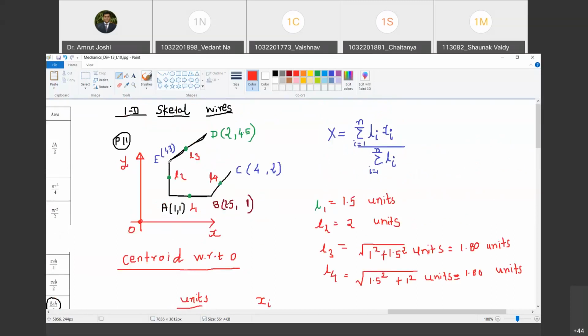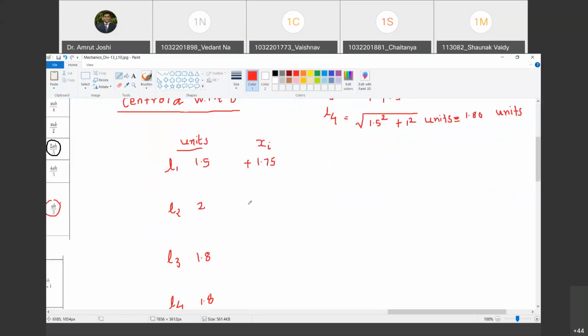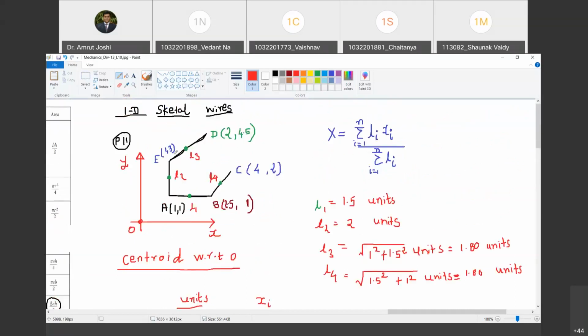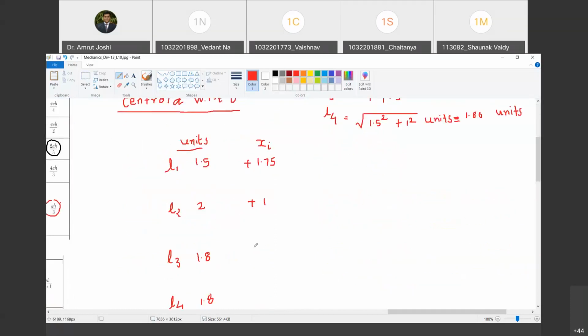L2. Zara L2 batao. Where is going to be the centroid of L2? It is going to be along this line. Along this entire line, the distance from O in x direction is 1. So this is plus 1. L3. Chalo, batao. It is going to be at distance 1.5 from the origin. देखो इसका x coordinate 1 है, इसका x coordinate 2 है. So what will be the x coordinate of midpoint? 1 plus 2 by 2, so 3 by 2, that is 1.5.